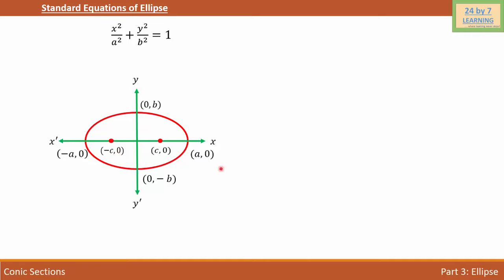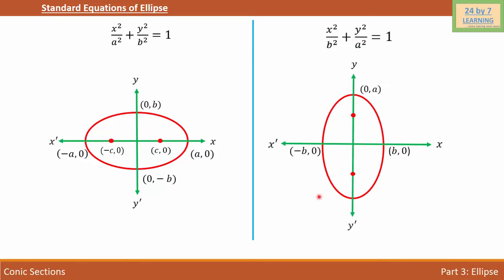Now let's consider a second standard equation, which is basically x square over b square plus y square over a square is equal to 1, where my minor axis is b, which is along the x-axis, and my major axis is a, which is along the y-axis. So if we draw the ellipse, we will get a curve something like this.